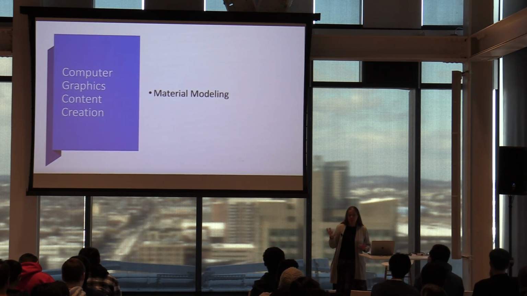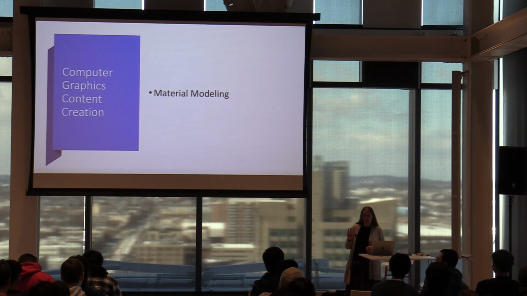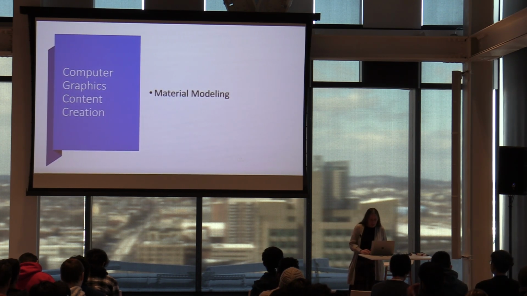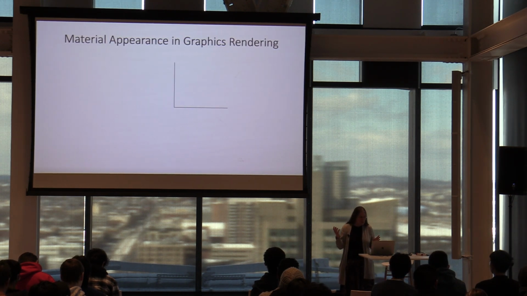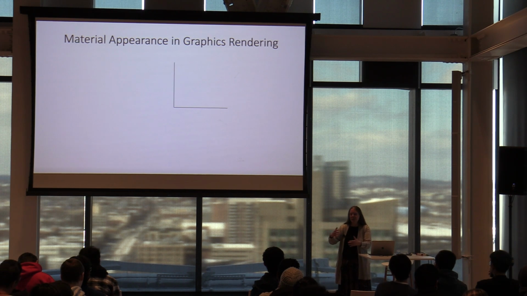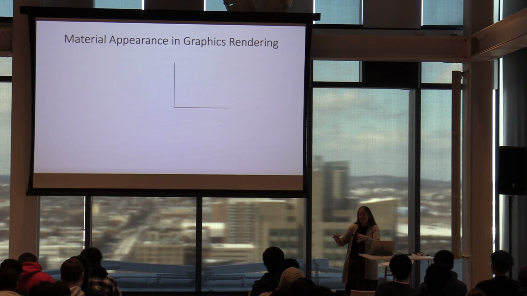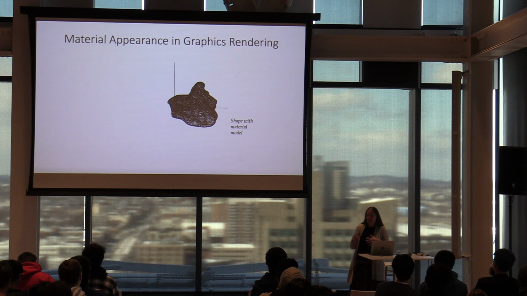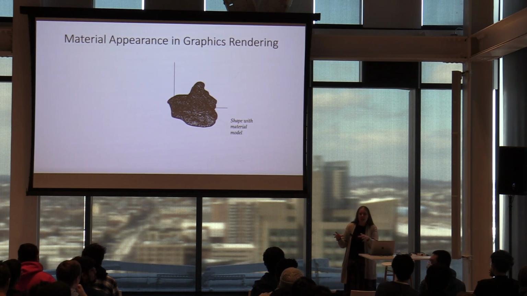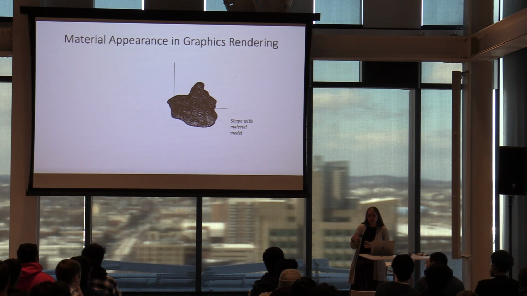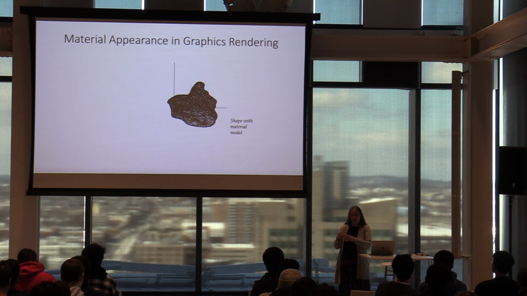So let me start out with computer graphics content creation and an area I focus on, which is material appearance modeling. Let me, for those of you who aren't in graphics, explain why that's important. Suppose we're going to make an image that's part of a movie or in a VR scene and so forth. How do we start with a bunch of numbers and make a picture? We've defined shape or geometry, and we've attached some material model to that geometry. And that model is going to describe when light hits a point, how does it scatter?